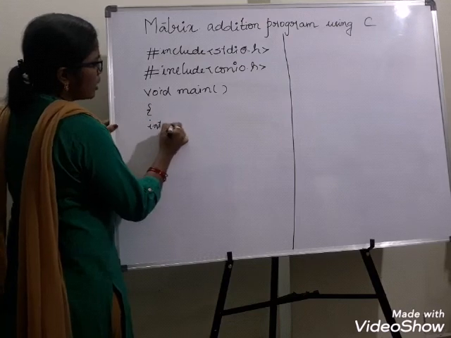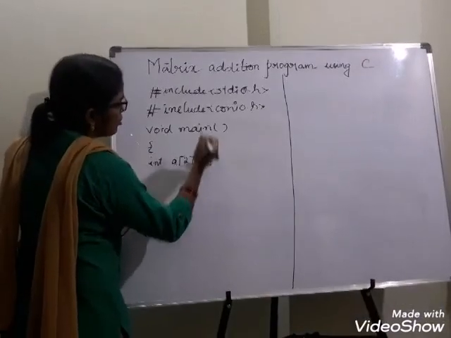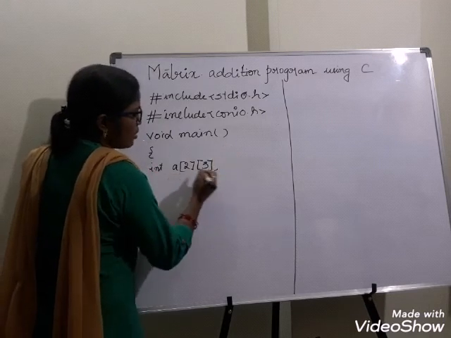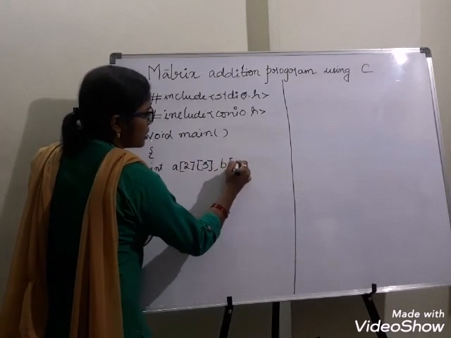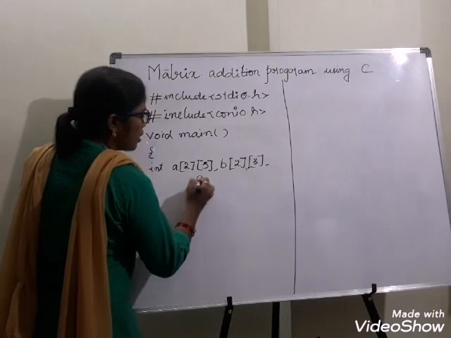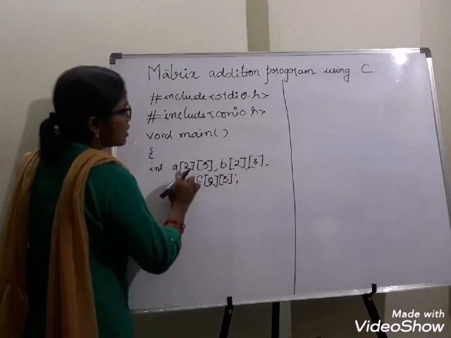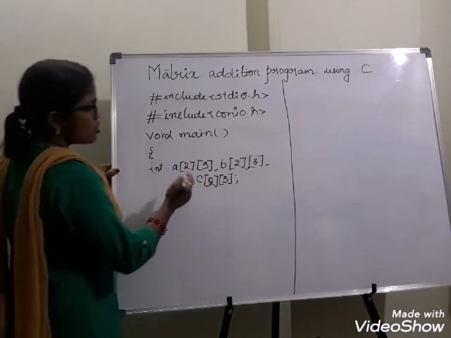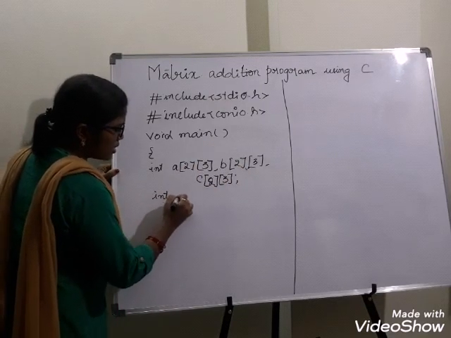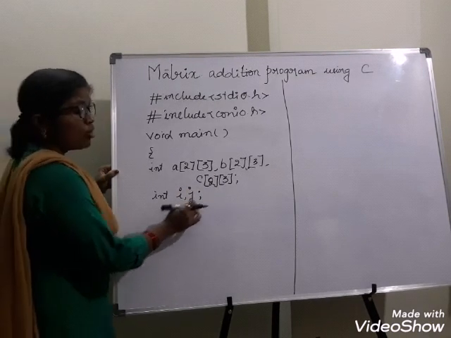Integer, I am using two arrays. I am taking addition of 2 by 3 matrices, just as an example. So a first matrix A of 2 by 3, a second matrix B of 2 by 3, and C of 2 by 3, because I want to store the addition of A and B into C. So I have declared A matrix, B matrix and C matrix. Then integer i, j. These two variables are used for looping.